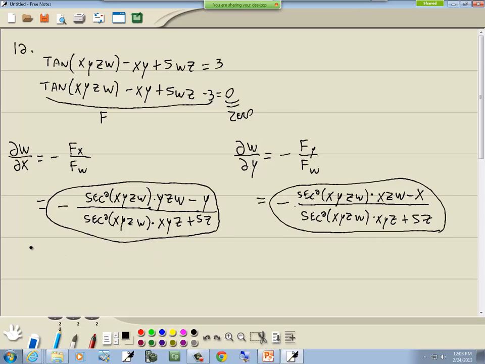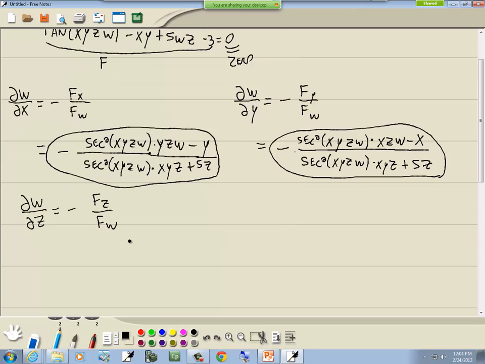Okay, now let's take the partial of w with respect to, what's our next letter? Z. And you can guess the formula. There we go. So, the bottom part is as is, doesn't change.